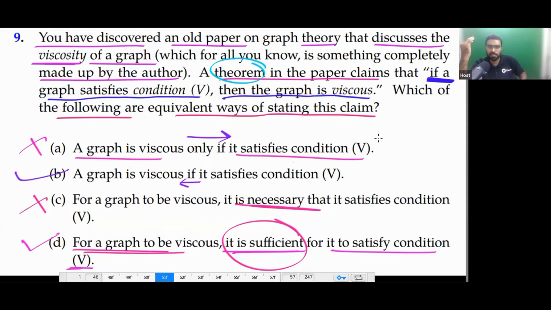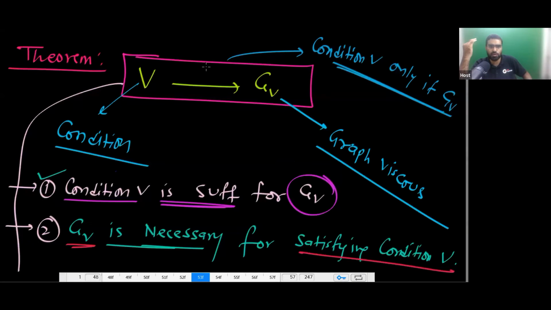This option A basically says that if the graph is viscous, then it satisfies condition V. That is wrong, right? Because what is the theorem saying? See, Saurabh, this theorem is saying that if you satisfy condition V, then the graph is viscous. The theorem is not saying the other direction. We don't know the other direction.